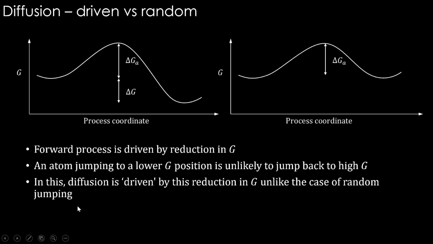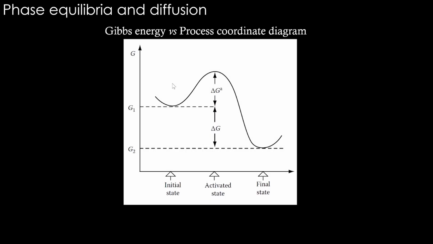Okay, random jumping is like this, right? From here to here or from here to here, there is no energy change. The atom can randomly jump. But here, when it jumps, it is stuck. And that idea can be applied to the entire material, not only for that one particular atom jumping. If a system goes from one state to the other state, and if the Gibbs energy is lowered in that process, we call that Gibbs energy difference the driving force.